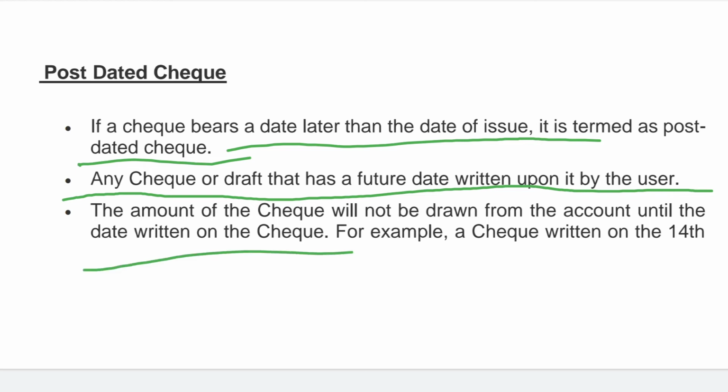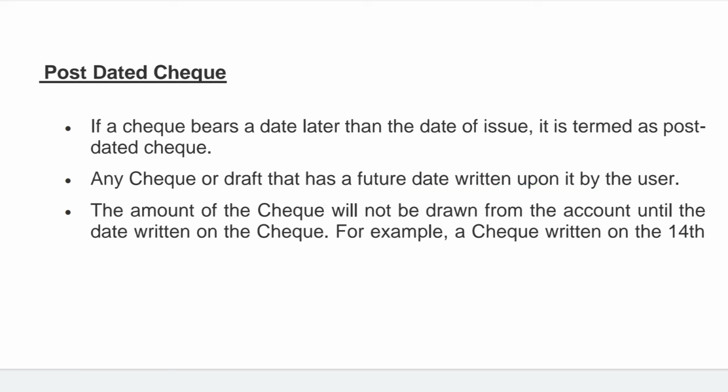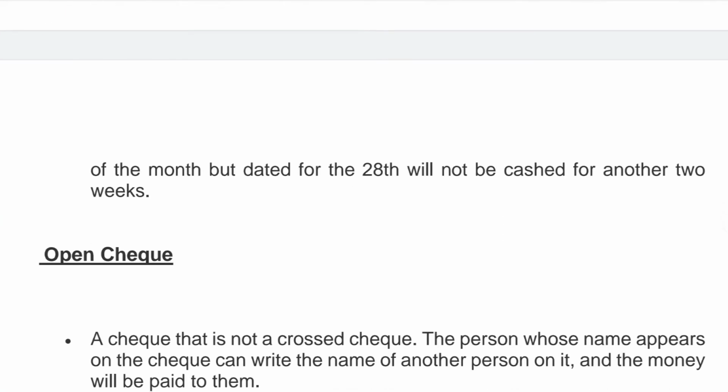Say for example, on July 4th I issue a check, but the date that has been mentioned is 28th July. So the check cannot be encashed between 4th and 28th July. It can be encashed only after 28th July.